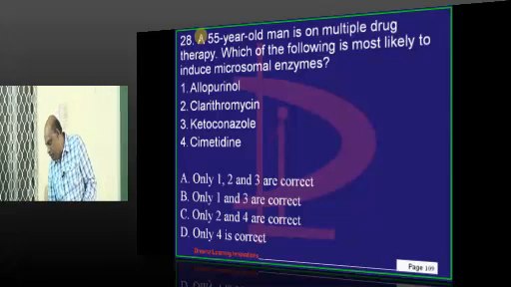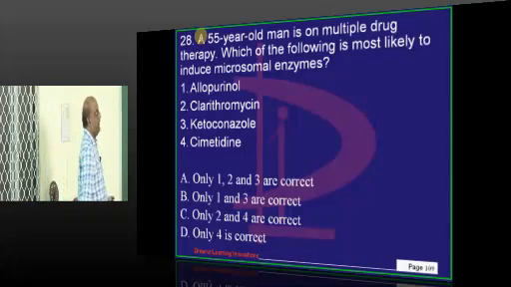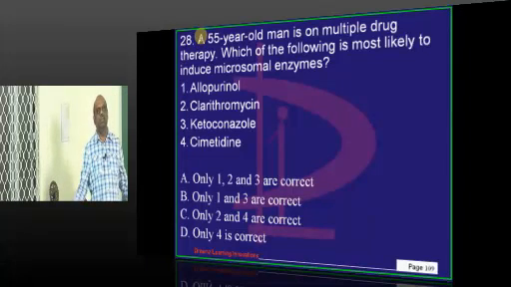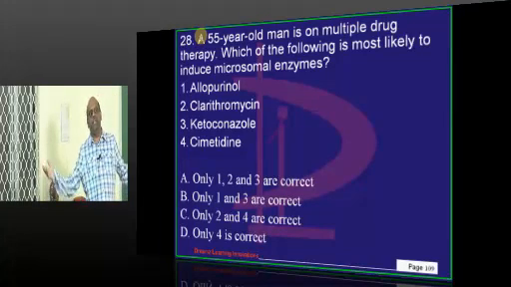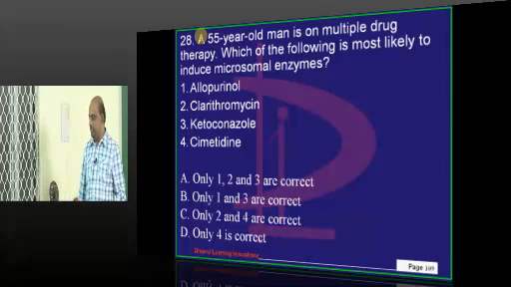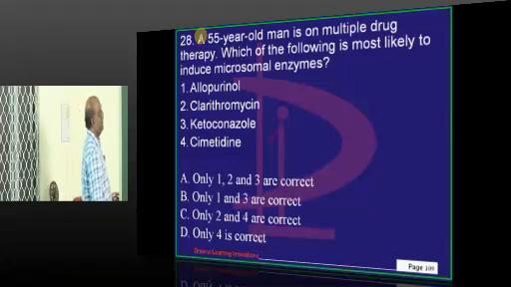a 55-year-old on multiple drug therapy. Simple question, which are P450 inducers and inhibitors? You have to be 100% sure. Question number 28, yes. What is your answer, doctor? Question number 28.